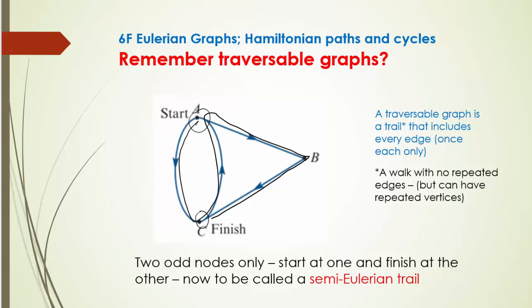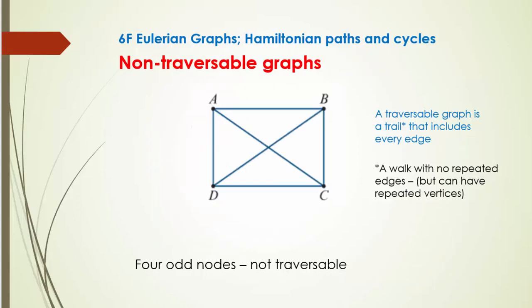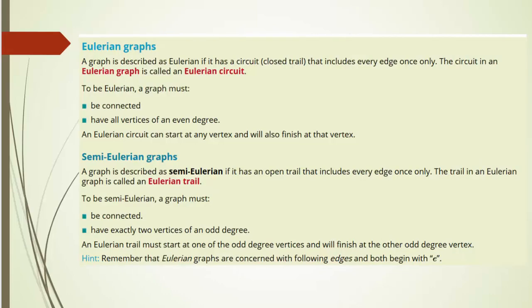So that's the two kinds of traversable graph. And Euler, as we've said before, is dealing with edges. E for edges, E for Euler. And just for the record, here's another one that is not traversable. It has got 1, 2, 3, 4 odd nodes, which is why it's not traversable, so that doesn't come into any consideration here. This is a summary of what I've just been saying so far.